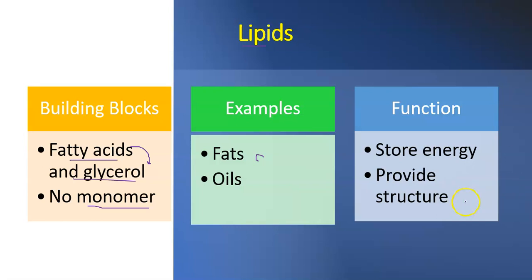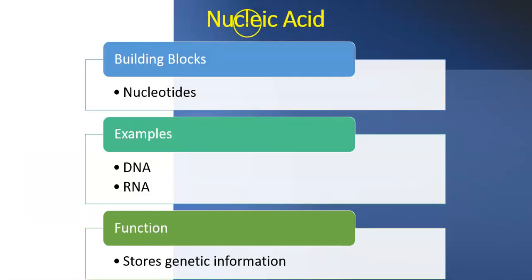And the function of lipids are to store energy and provide structure. Lipids store energy better than carbohydrates do. That's the key, right? So lipids and carbohydrates have two of the same functions, but lipids store energy more efficiently than carbohydrates. Moving on to nucleic acids.